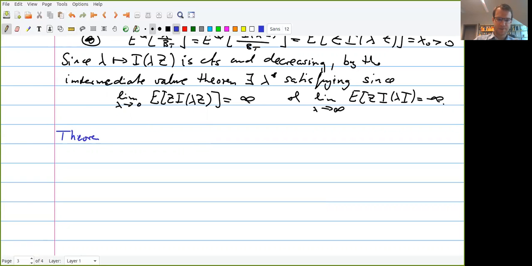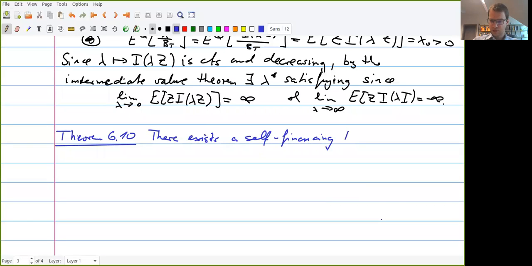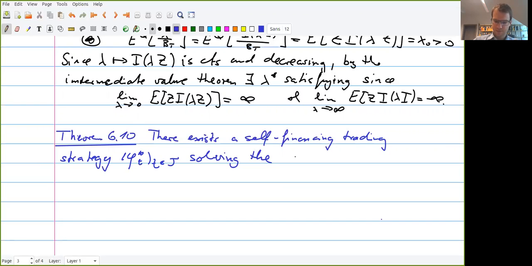So this is theorem 6.10. There exists a self-financing trading strategy, lambda star, phi star, solving the portfolio optimization problem.